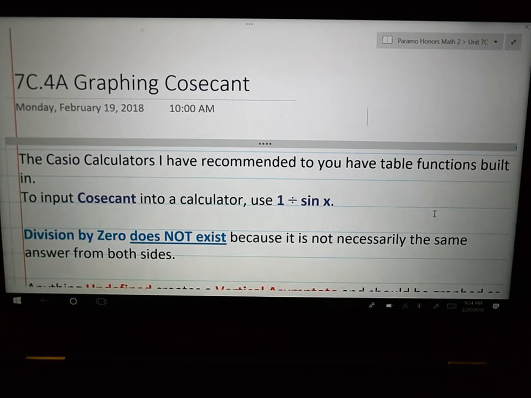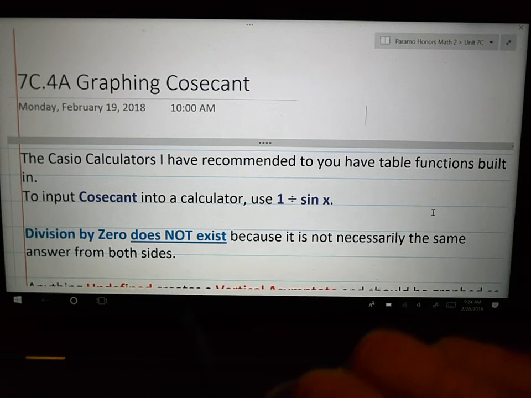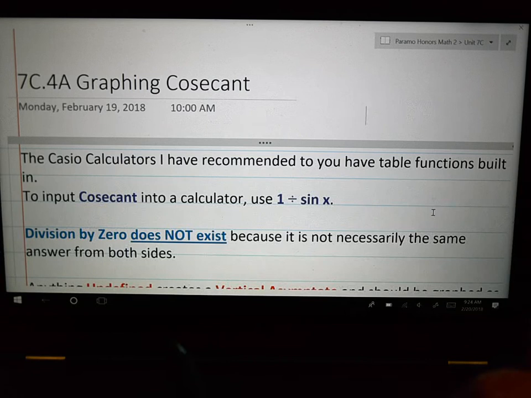In 7.4a, I'm breaking it up a little bit today. I decided not to do all of 7.4. 7.4 has two worksheets. There's a 7.4a, and it actually has a Roman numeral one. There's 7.4, and then there's Roman numeral one, which is the left page, and it only talks about cosecant.